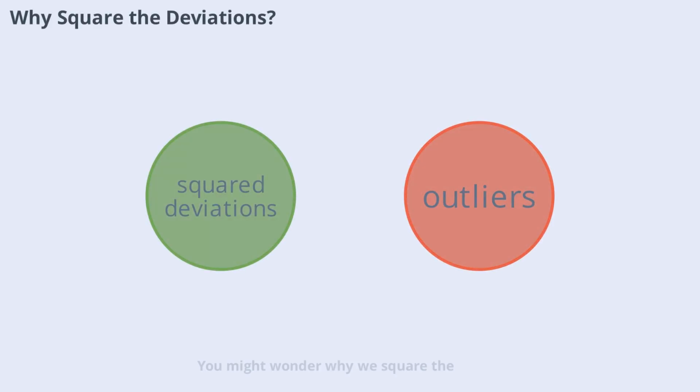You might wonder why we square the deviations instead of just taking their absolute values. Squaring serves two purposes. It ensures all differences are positive, and it gives more weight to larger differences. This means that outliers, values far from the mean, have a bigger impact on the variance. This property is especially useful in fields like finance or quality control, where extreme values can be significant.